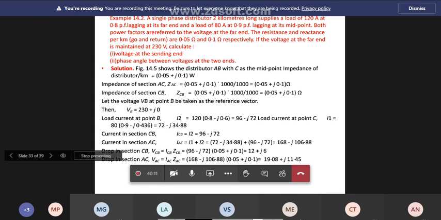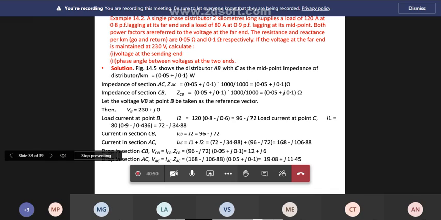Now current at section CB, ICB, is nothing but I2, this one, 96 minus j 72. IAC is nothing but I1 plus I2, 96 minus j 72 plus 72 minus j 34.88. So the total value is this one. Having the impedance and the current at each section, now find out the voltage drops. VCB is ICB into ZCB, value is this one. VAC is IAC into ZAC, value is this one.